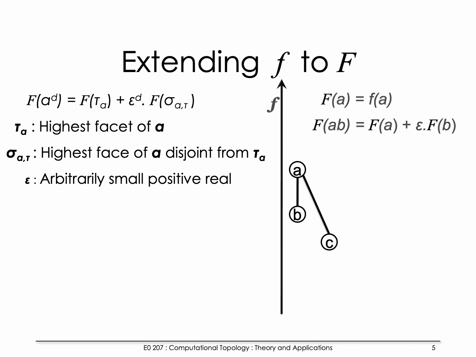Now let's consider another edge, AC. F of AC is similarly defined as f of the highest facet, which is A now, plus epsilon times f of the highest face that is disjoint from A, disjoint from T sub alpha. So that is C. So the second expression is epsilon times f of C.